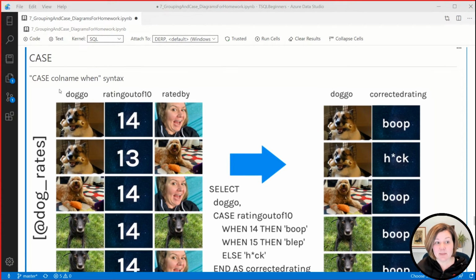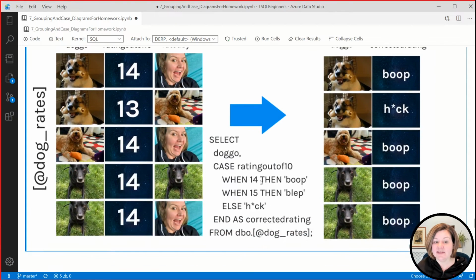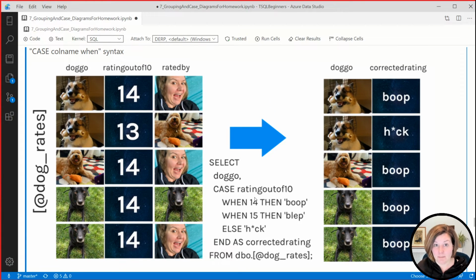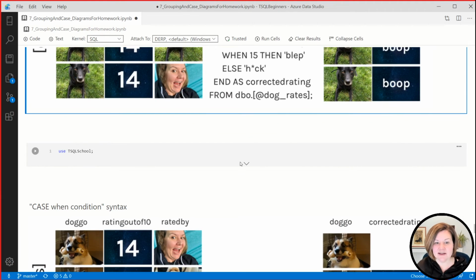So this example is the CASE column_name WHEN syntax. So I have said case, look at this column. For everything following this, look at that one column, right? So WHEN 14 just means when rating out of 10 is 14. WHEN 15 means when rating out of 10 equals 15. So this is a nice compact syntax, but sometimes you want to do something that doesn't fit into this syntax. And there is another syntax that you can use with case.